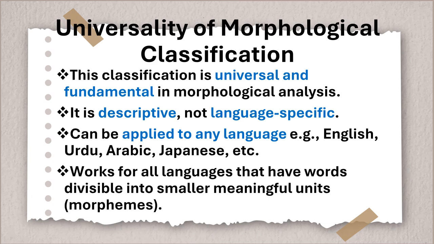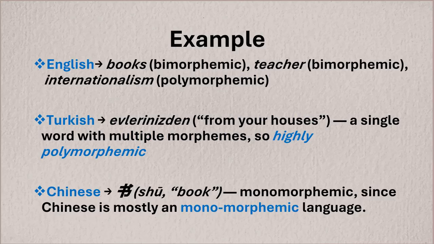However, the number of morphemes in a word may vary across languages, depending on their morphological structure. So while the concept of mono-, bi-, and polymorphemic applies everywhere, the frequency and complexity differ depending on how morphology works in each language. Let's see how these morphological types appear in different languages, starting with English.